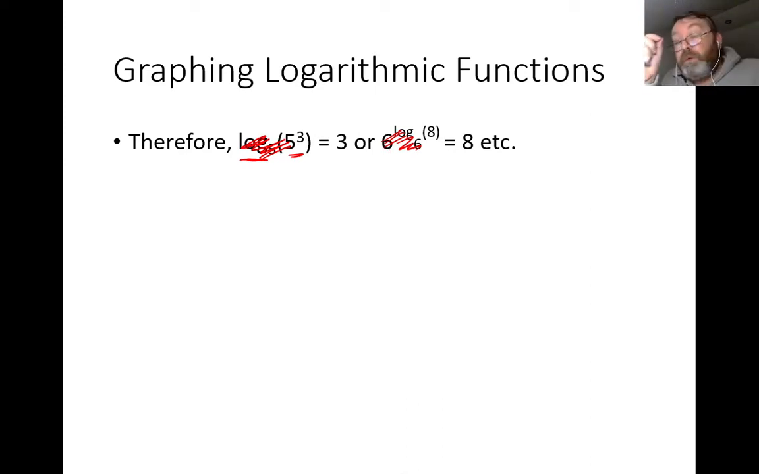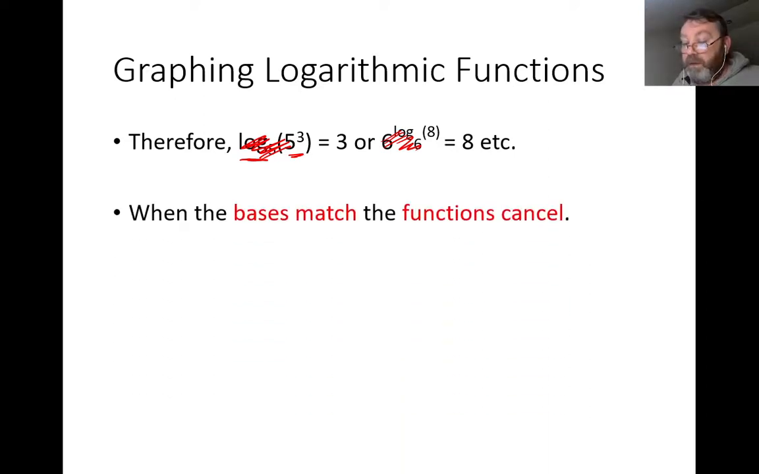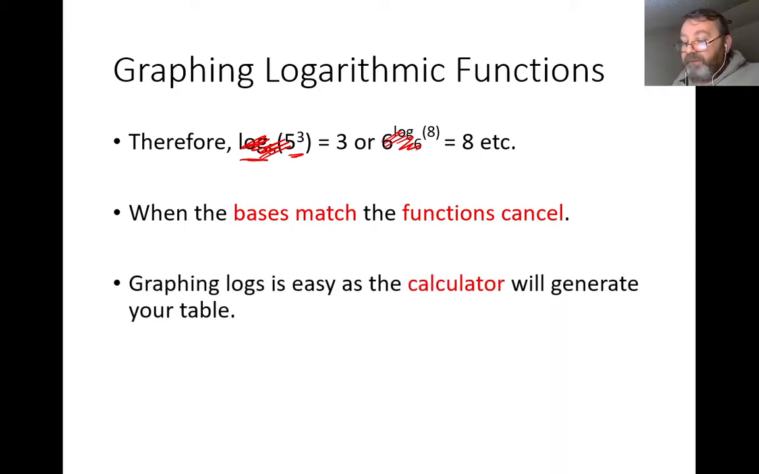So what they do when they're used together is they simplify an awful lot of mathematics that we will be doing when we're looking at exponential functions later on, in terms of using them for calculations in differentiation and integration and so on. When the bases match, the functions cancel. We've had that already. And graphing them is one of the first things we're going to be asked to do. Very simple. You take your calculator, you put in your logarithmic function, and you generate your table.